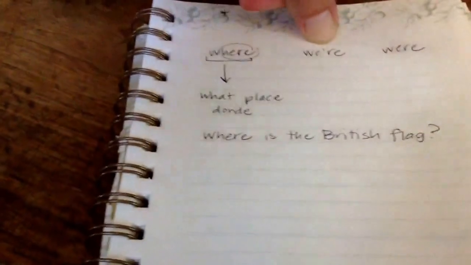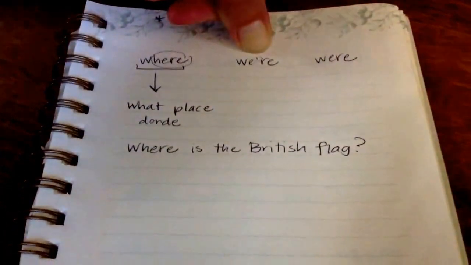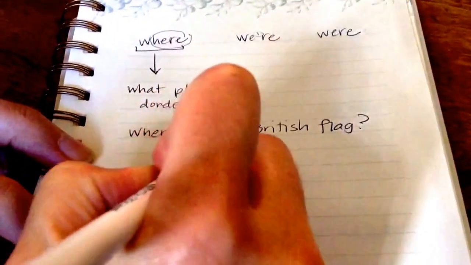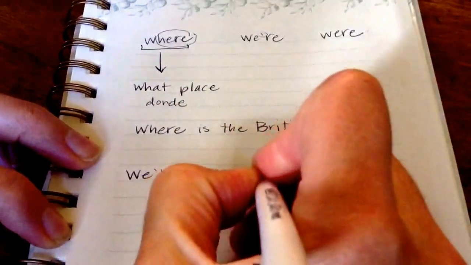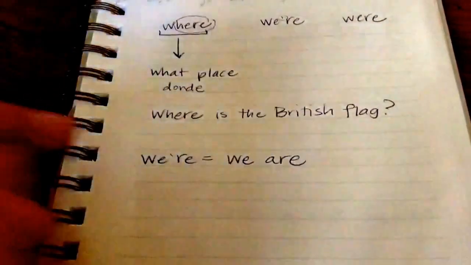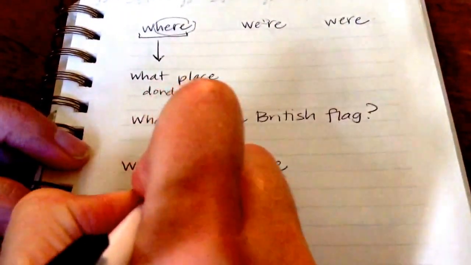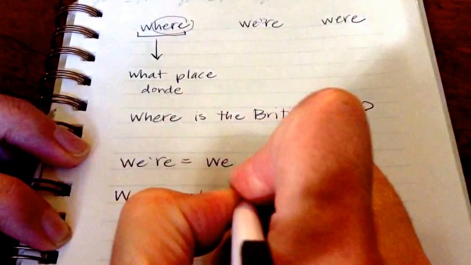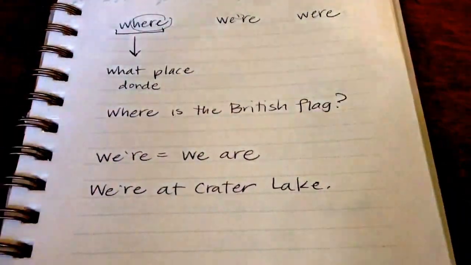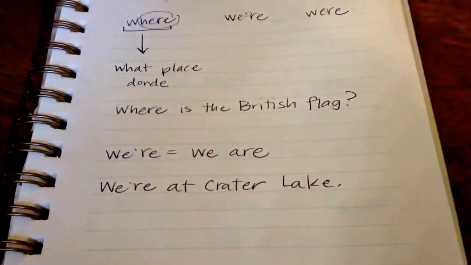This other word, this one here, is we're. And you'll notice it has that little apostrophe, which means it is we are. It's two words. So we're equals we are. So if you can ever say we are, this is the one you want. Here's your sentence. We're at Crater Lake. I'll show you a picture of Crater Lake. This is nice. So come on back up to the screen.